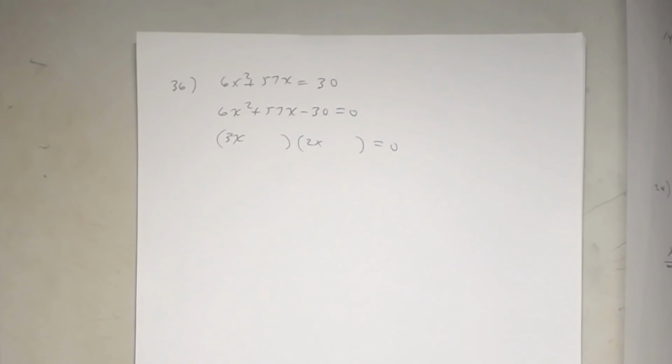15 and 2, 10 and 3, 30 and 1. I'm using big numbers here. I'm trying to find 57. 30 and 1. You want to try 30 and 1? Sure. Okay, all right, where do you want to put the 30?